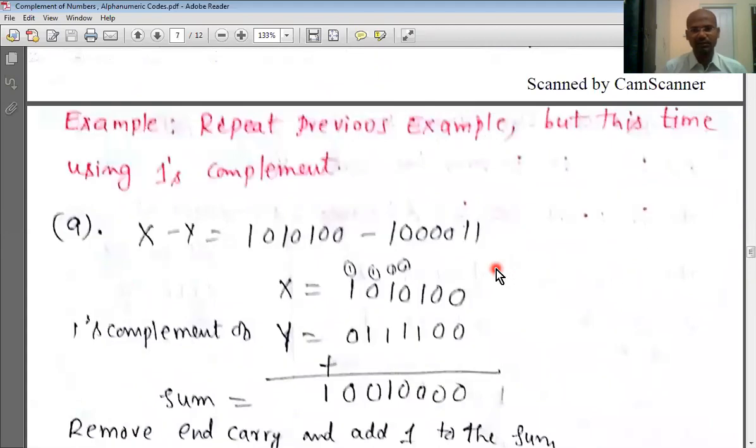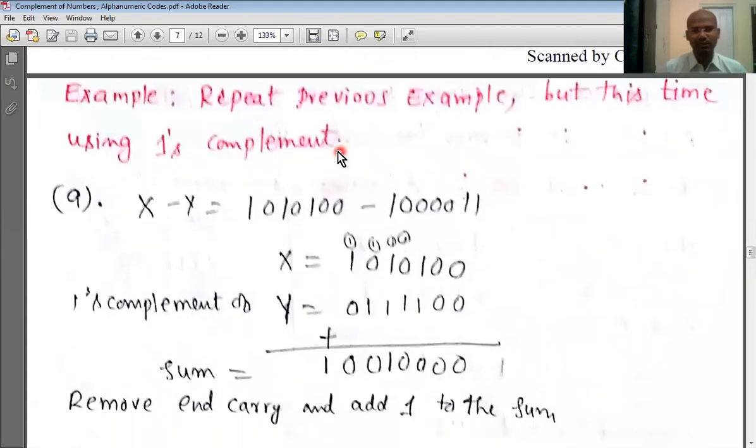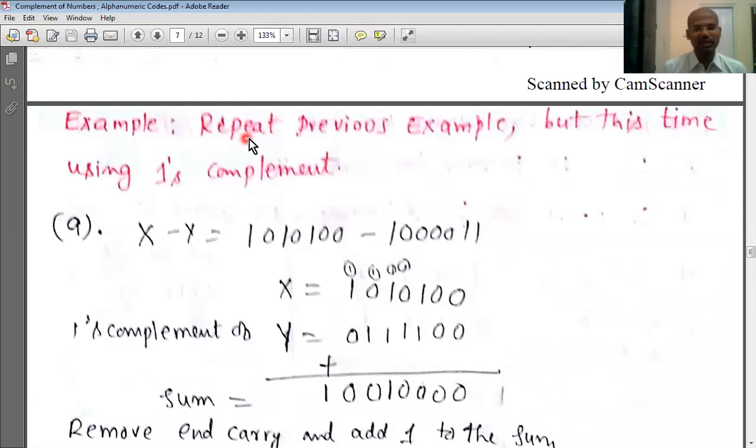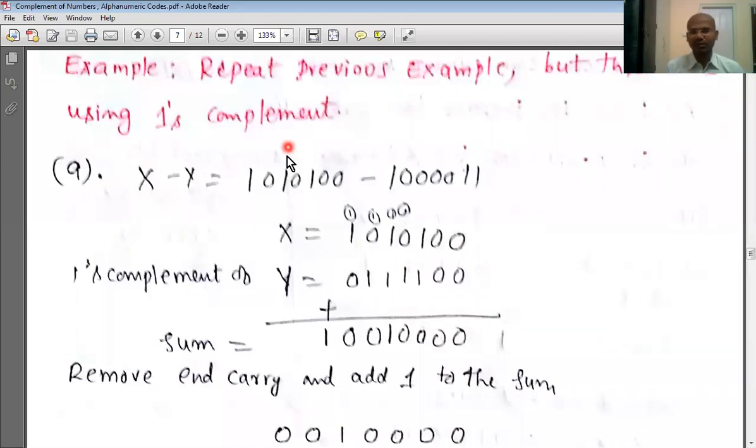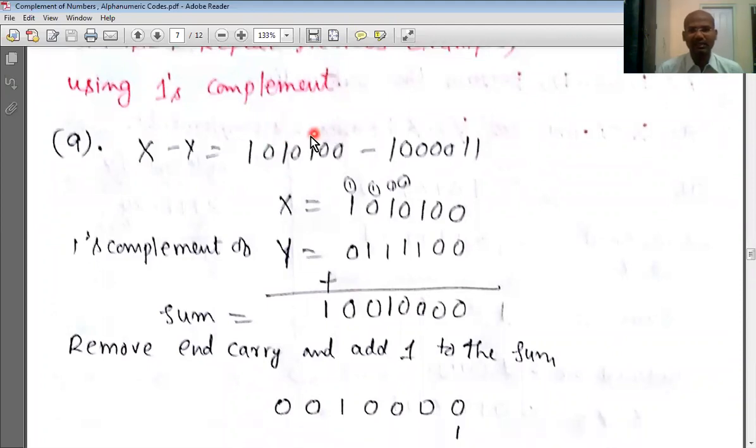Next, another example. Repeat the previous example, but this time using 1's complement. Just before, we solved one example; take that example. We have to do the previous example, this time not using 2's complement, but using 1's complement. In the previous example, we have part A, part B. Part A is about x minus y. Part B is finding y minus x. This time we have to use the 1's complement method.